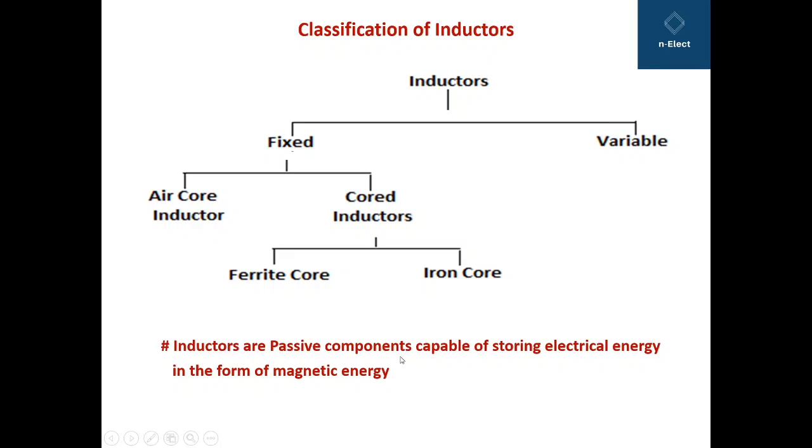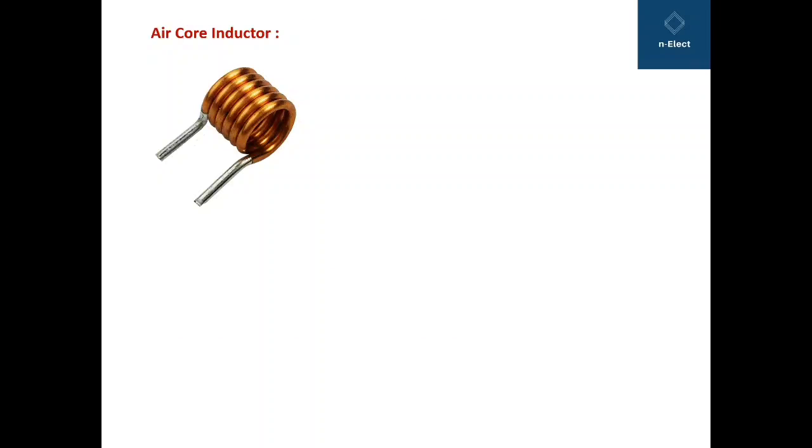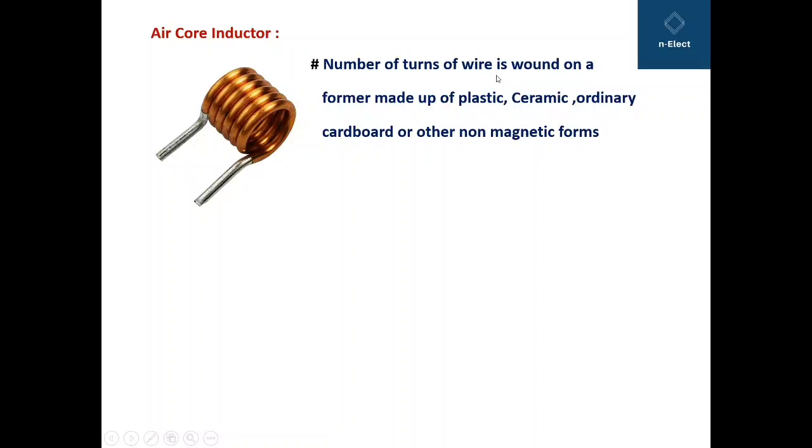Inductors are passive components capable of storing electrical energy in the form of magnetic energy. So here you can see the picture of how the air core inductor looks. It's basically a coil. A number of turns of wire is wound on a former made up of plastic, ceramic, ordinary cardboard, or you can say there is nothing inside, means air core, or any other non-magnetic forms.